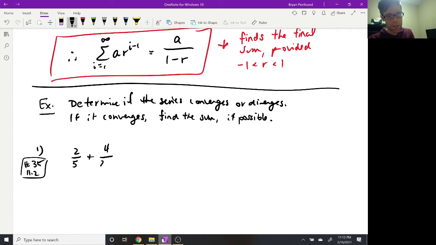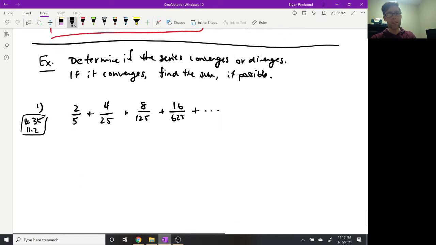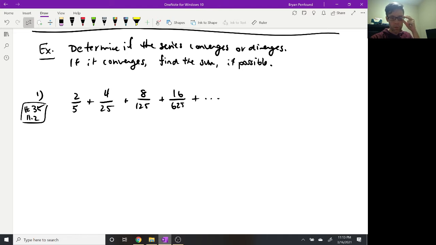Number 35 from section 11.2 is actually going to be a sum that's given to us not with summation notation. It's given to us as a sum of a bunch of fractions. And it's up to us to figure out if we think this is going to be a convergent kind of thing or not. So here are the first few terms of that series, and we would like to figure out if we think this is a convergent or a divergent series.